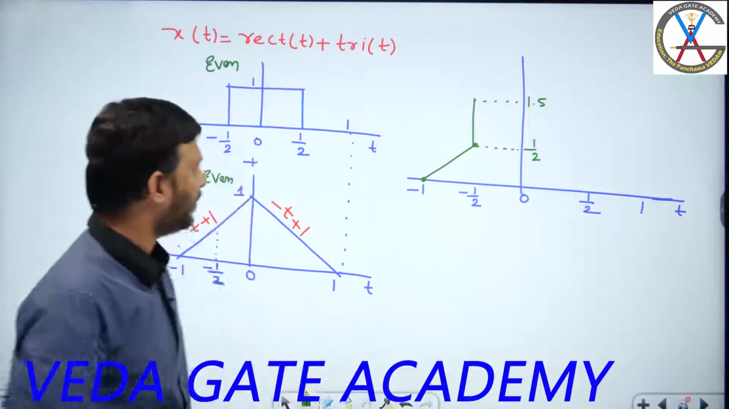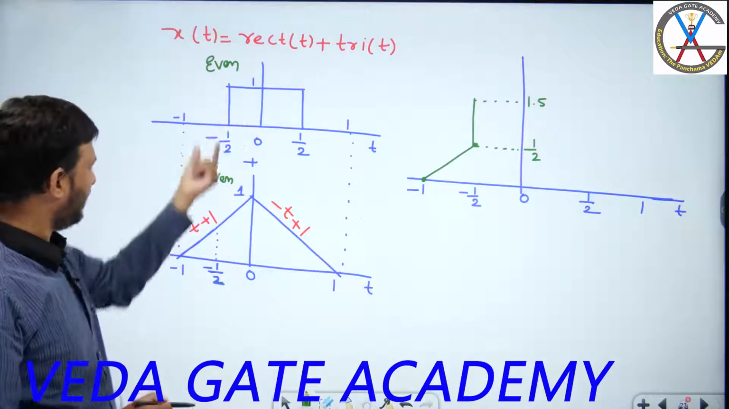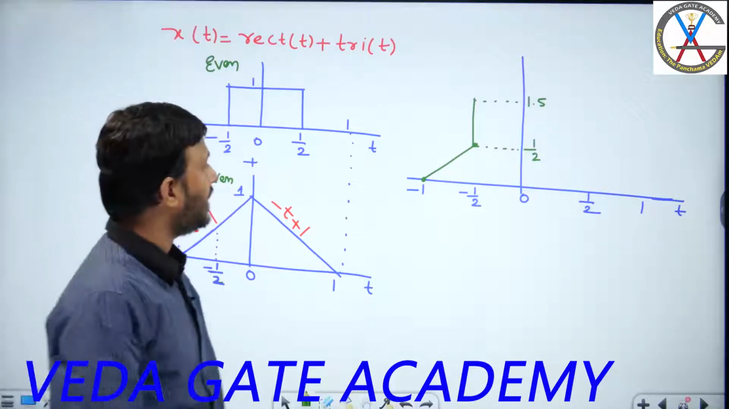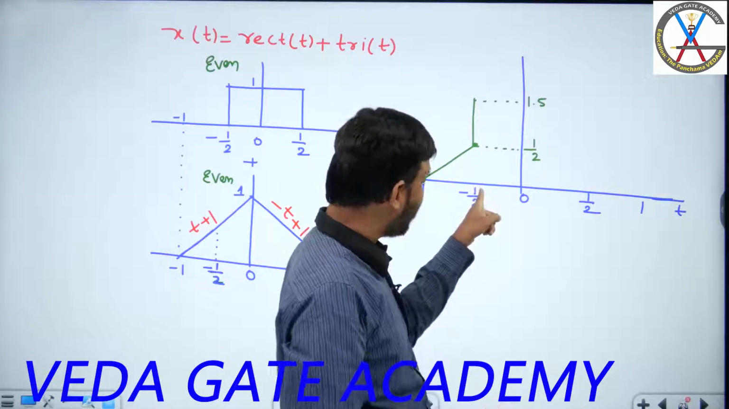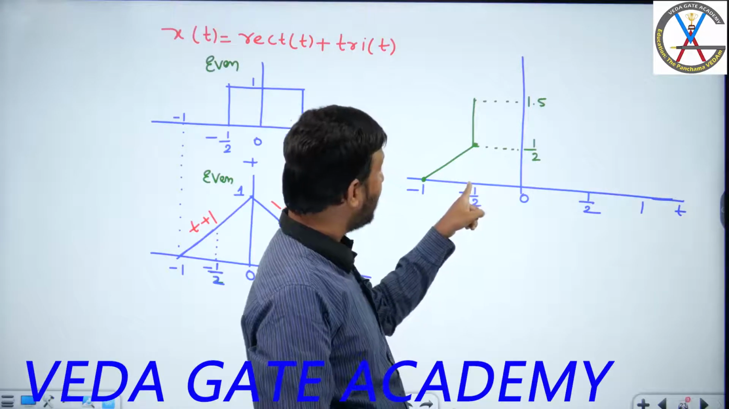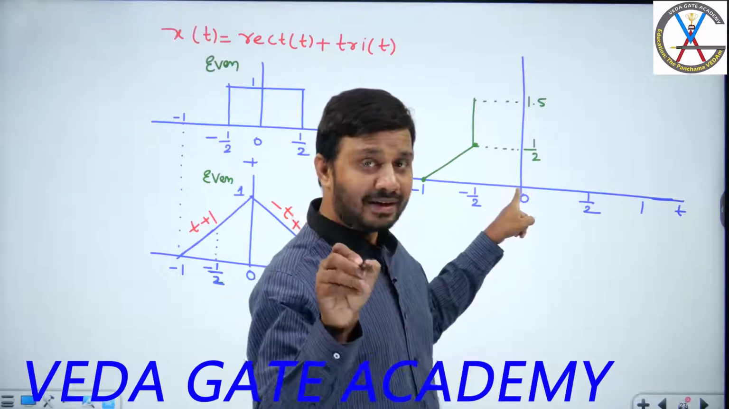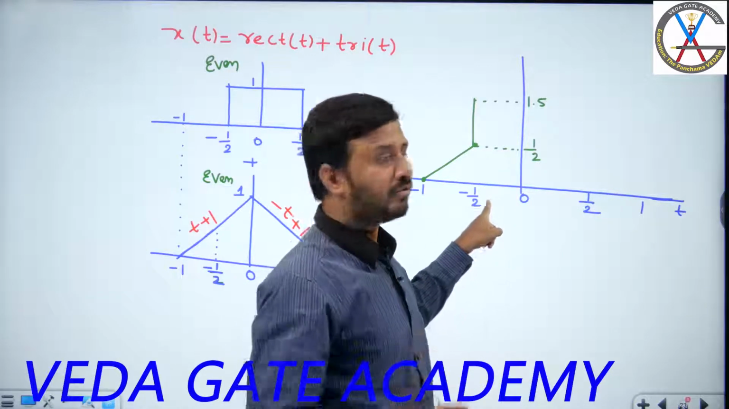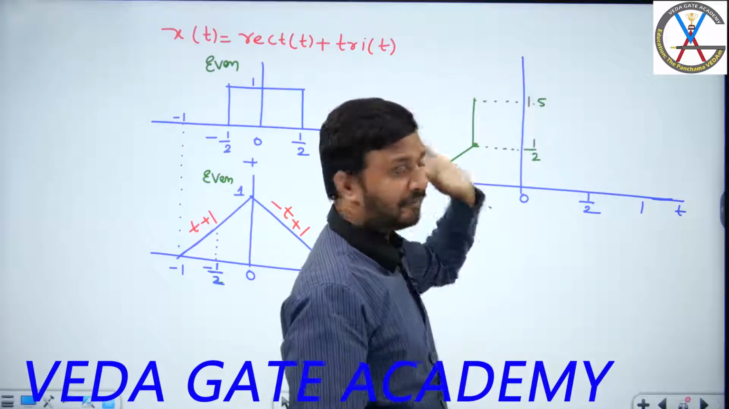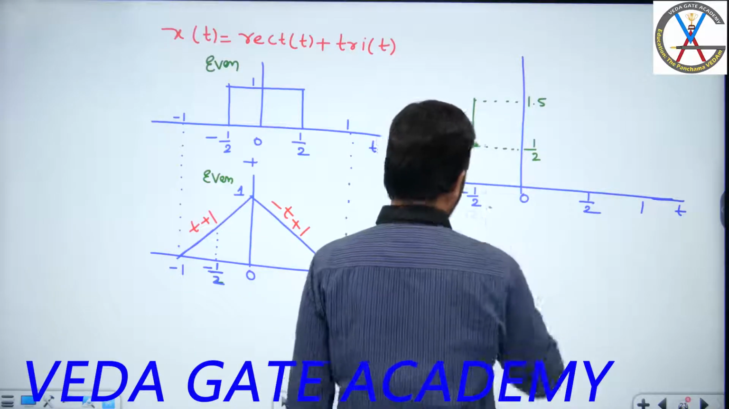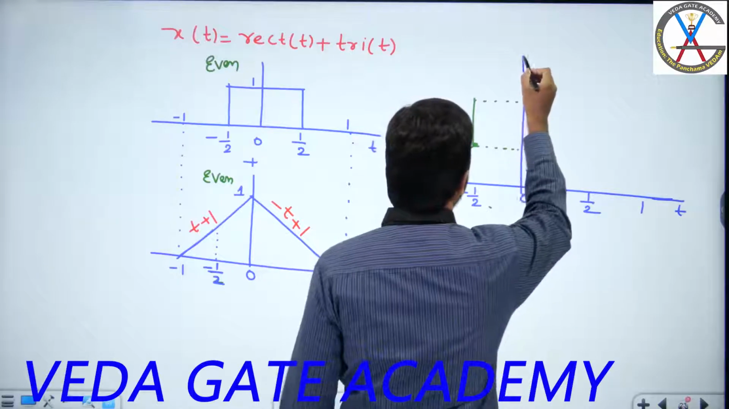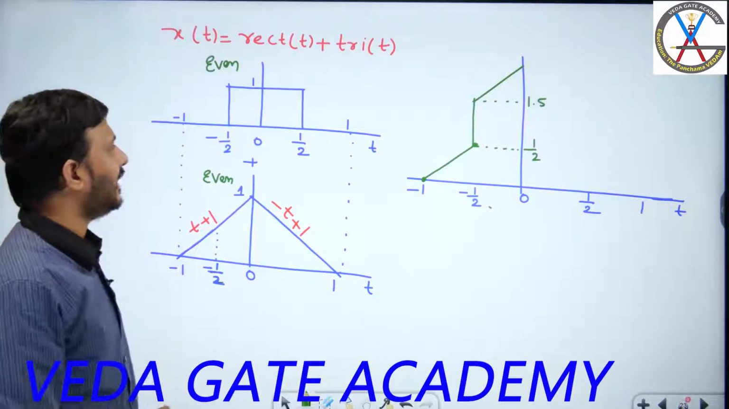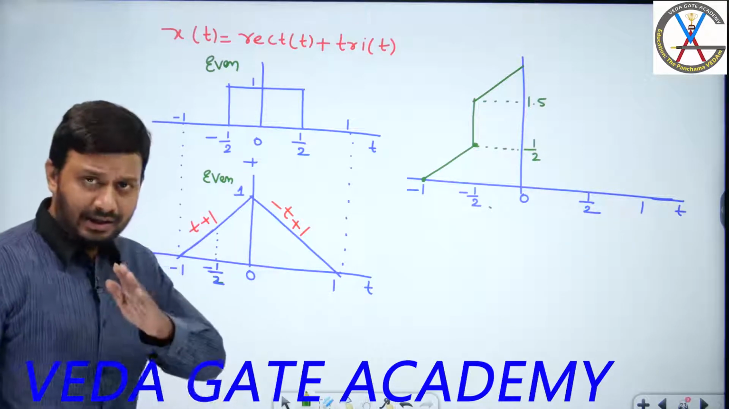Now look here. Minus 1 by 2 to 0, this is 1, this is t plus 1. So, t plus 2 will come. What happens if I substitute minus 1 by 2? Minus 1 by 2 plus 2 is 1.5. Satisfied? What happens if I substitute 0? 0 plus 2 is 2. Right? Now, I got the shape of the resulting signal for t less than 0.